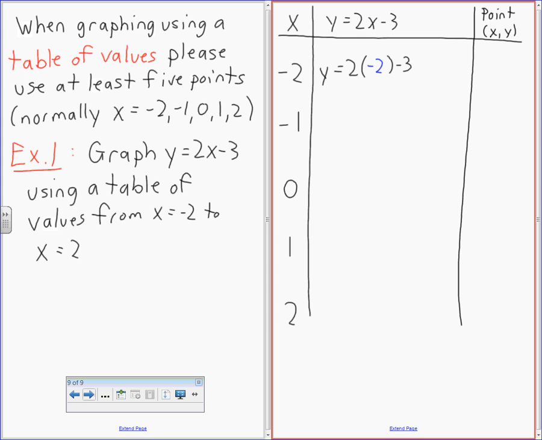I got a second volunteer randomly, that being Jessica. Can you tell me what to do for -1? y equals 2 times -1 minus 3. So what Jessica did there correctly was everywhere she saw an x, she just changed the numbers, and we're just going to change again and again and again. That's all we're doing here.